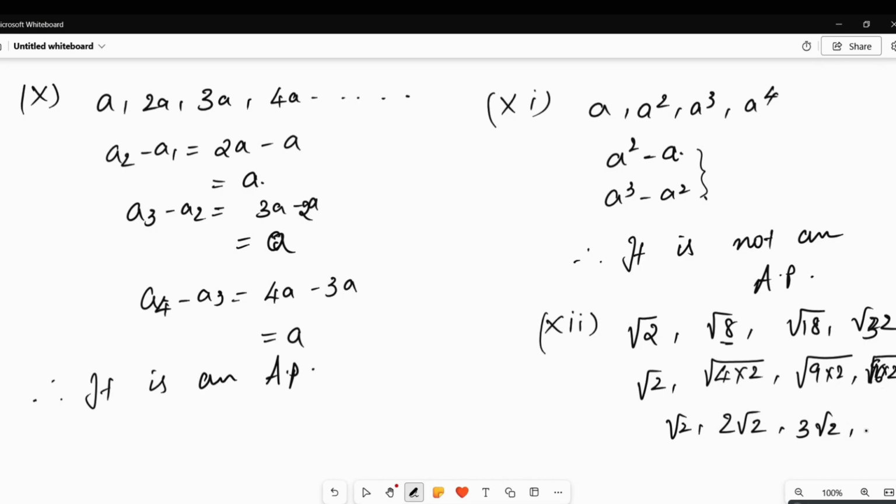So this, first next is 18, next is 32. 32 is 16 into 2. That is 4 root 2. So here the common difference. Okay. This understood, no? Understood or having doubt?